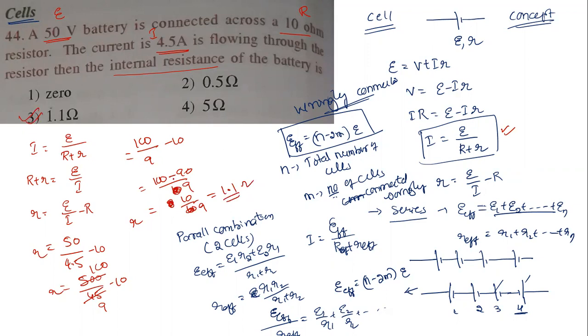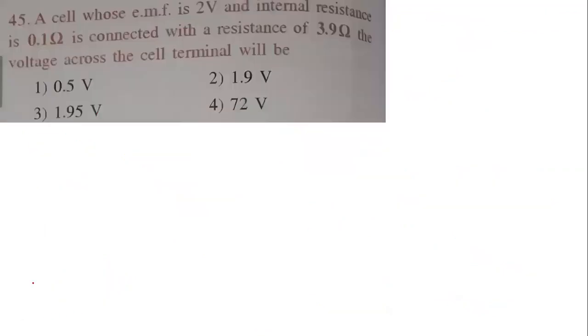Because we take LCM here, 9 is the denominator. It is 100 minus 10 into 9, which is 90. 100 minus 90 is 10. 10 by 9, 1.1. So the question number 44, what answer? 1.1. Third option is the right answer. Okay, let's see the next question now.